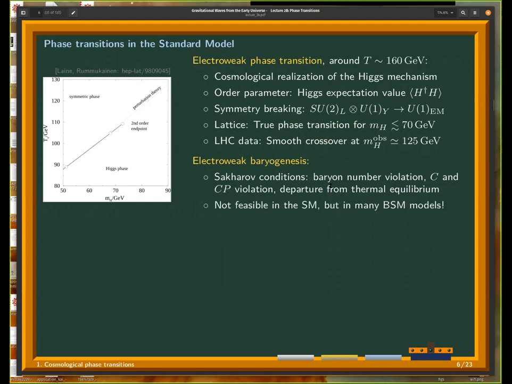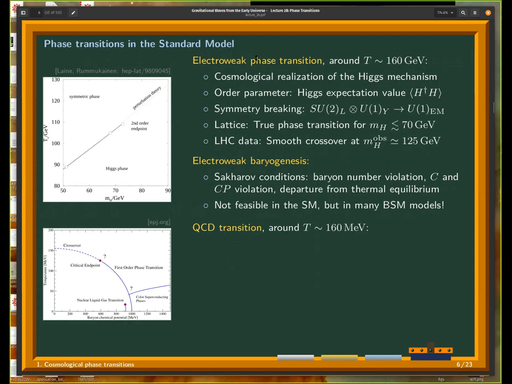So not feasible in the standard model, but of course people are very creative and you can extend the standard model and look at modifications of the electroweak phase transition. And then in many BSM models where you have new degrees of freedom coupling to the standard model and the Higgs sector, you can actually turn this into a first order phase transition. You can get a gravitational wave signal, and you can also try to realize successful electroweak baryogenesis. So this is a strong motivation for people to play around with modifications of the electroweak phase transition.